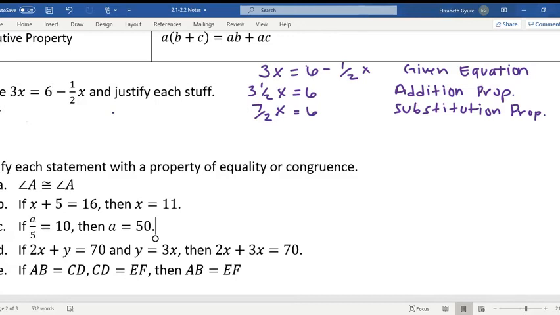Now I need to get rid of my 7/2. This can be done in 2 steps if you'd like. You can multiply both sides by 2 and then divide both sides by 7. I want to get rid of it in just one fell swoop. I'm going to multiply both sides by the reciprocal, which would be 2/7. If I multiply both sides by 2/7, I will get an answer of 12/7. I multiplied both sides by the same value, so that is the multiplication property.